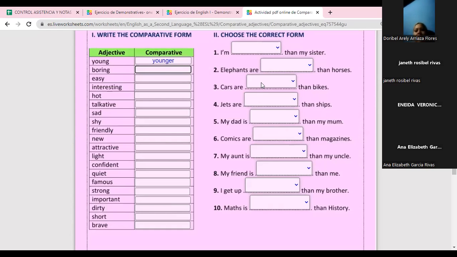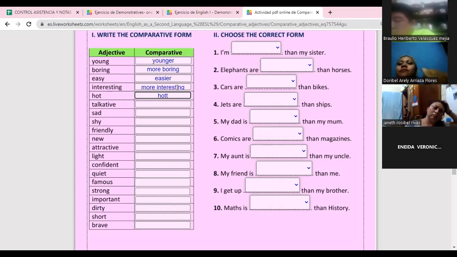Younger. Okay, boring. More boring. Easy. Easier. Interesting. More interesting. Hot. Hotter. Double T or double not? Double T. Talkative. More talkative. Sad. Sadder, and we double the D.